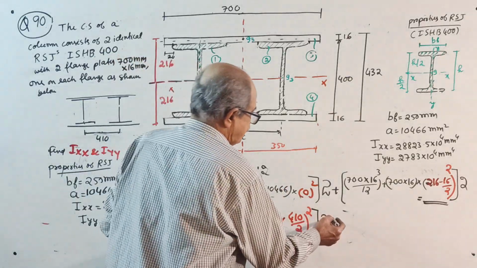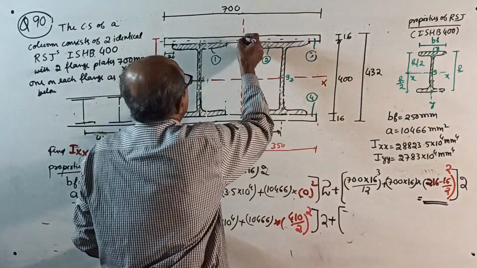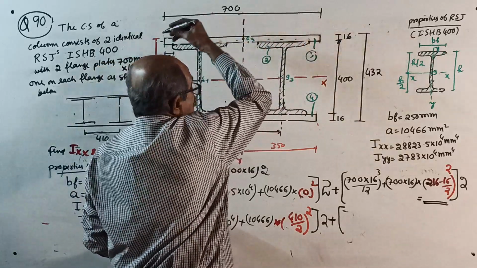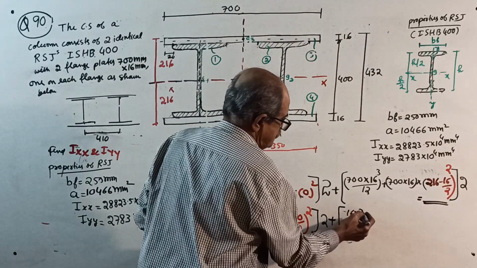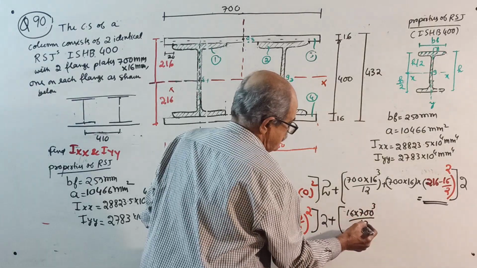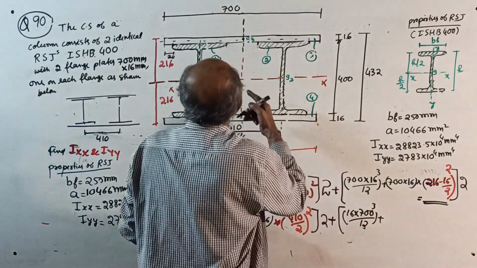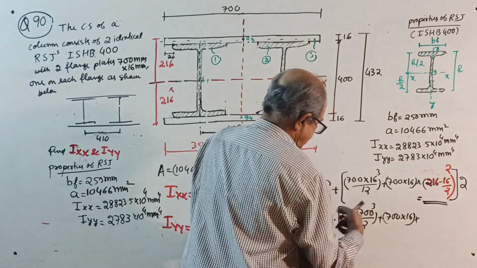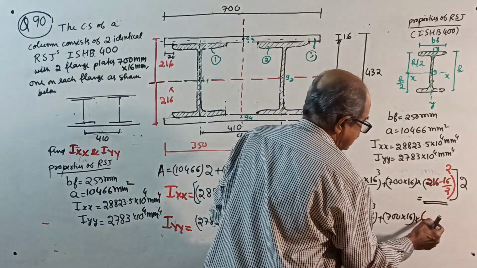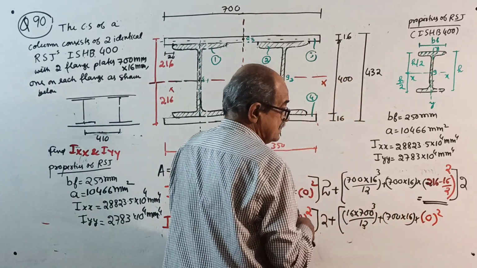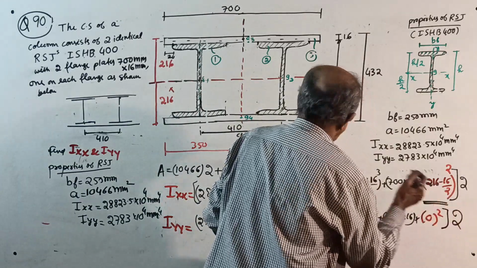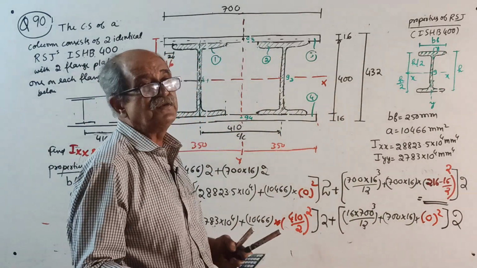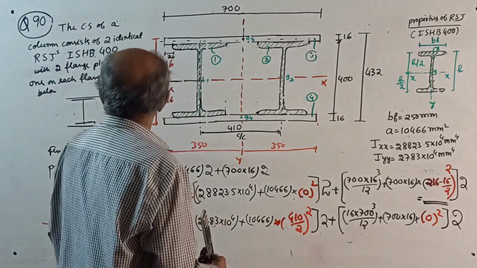Okay, into 2. Plus, for the plate, I about its own centroidal axis. It lies on YY. So, 16 into 700 cube by 12, plus area. The area is 700 into 16, into 0 square. If anybody has difficulty understanding why 0 square, better stop learning from me right now. After so many explanations, if someone asks, sir, why 0 square, then no, I won't talk. Okay, this question is over.